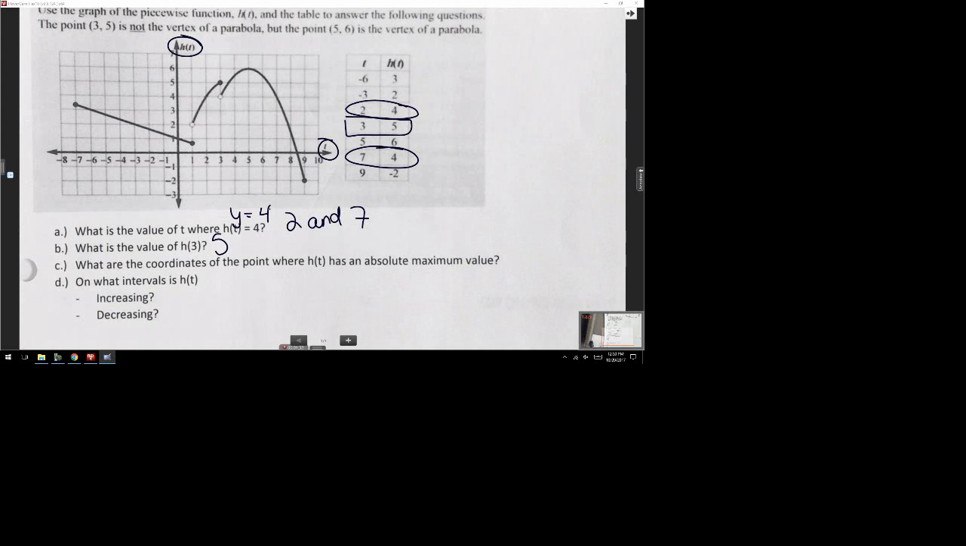We just learned this yesterday. 6. Coordinates. 5, 6. 5, 6. Very good.